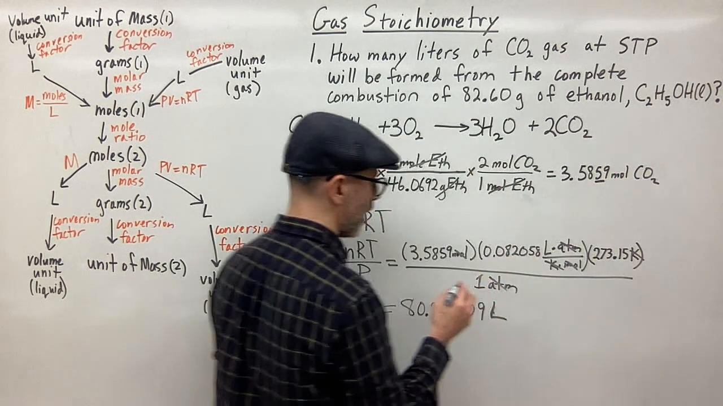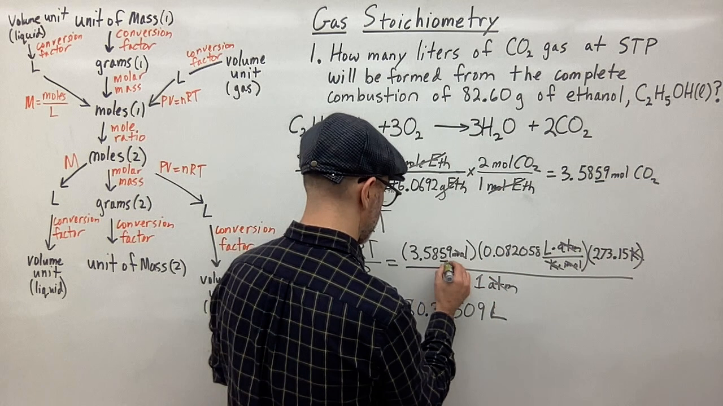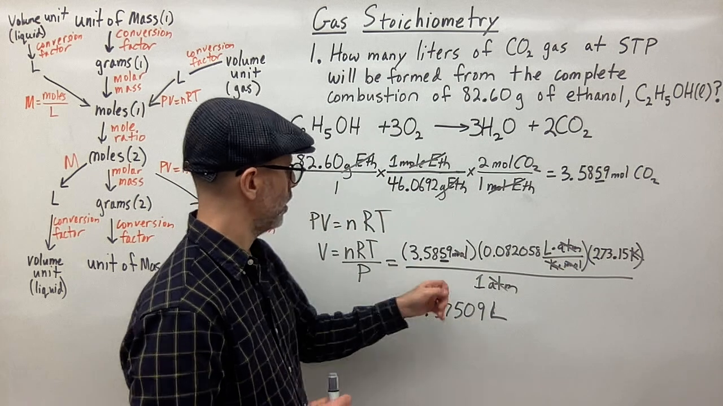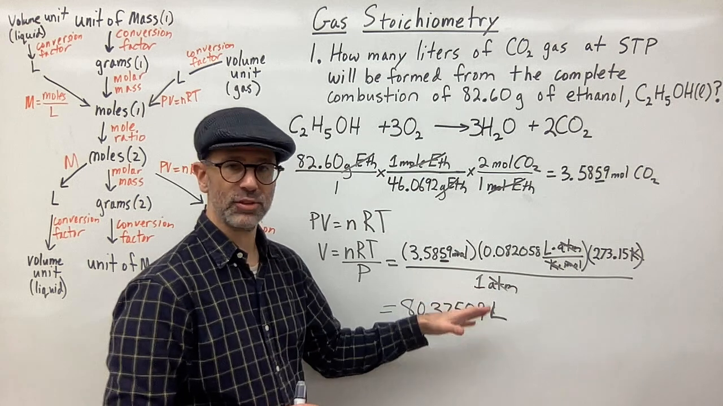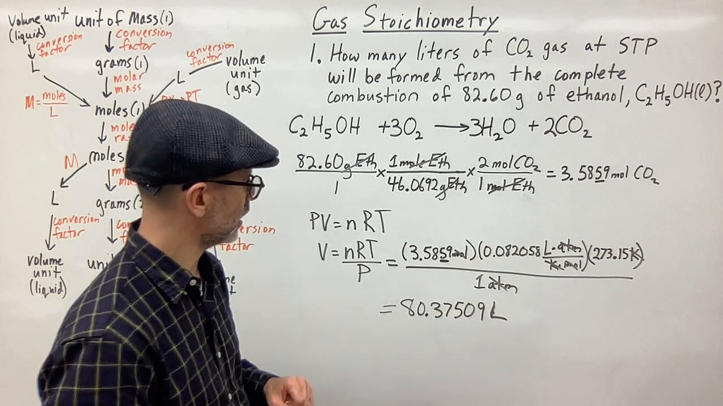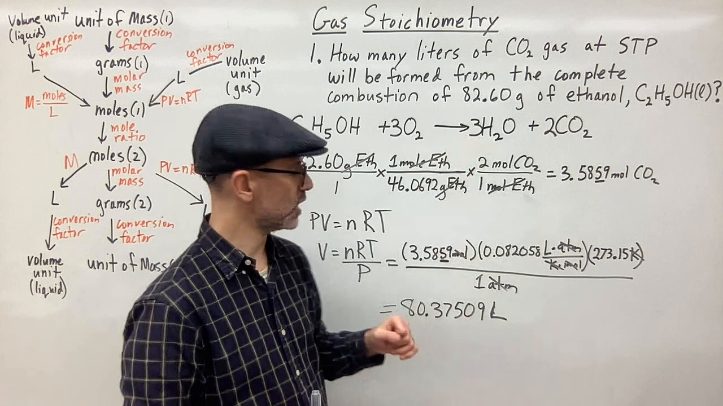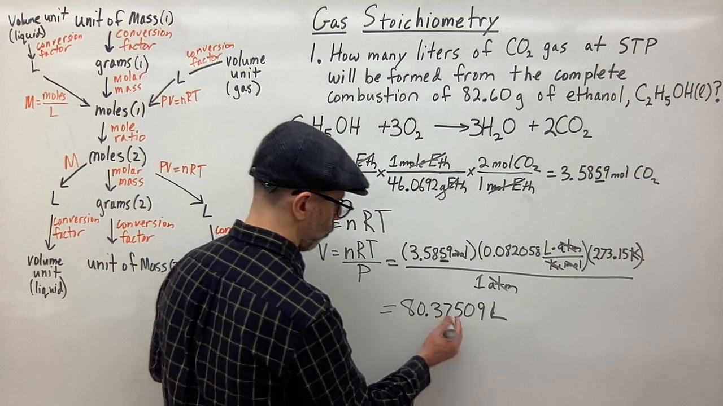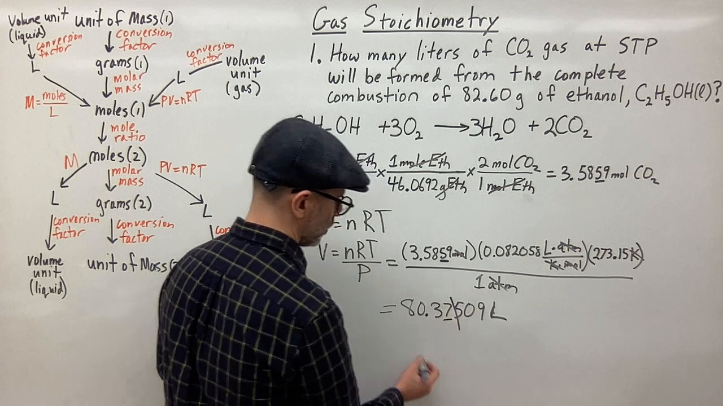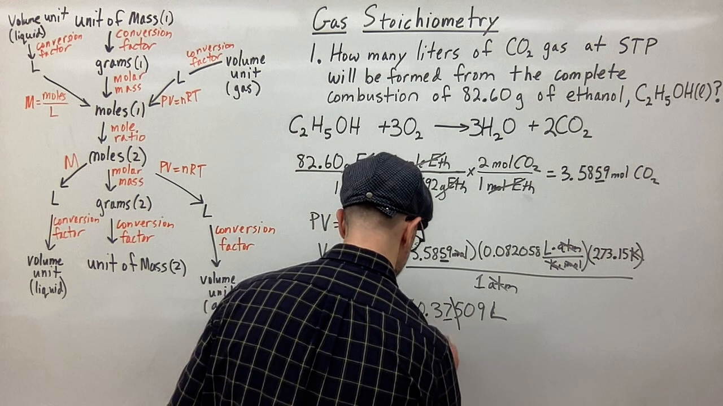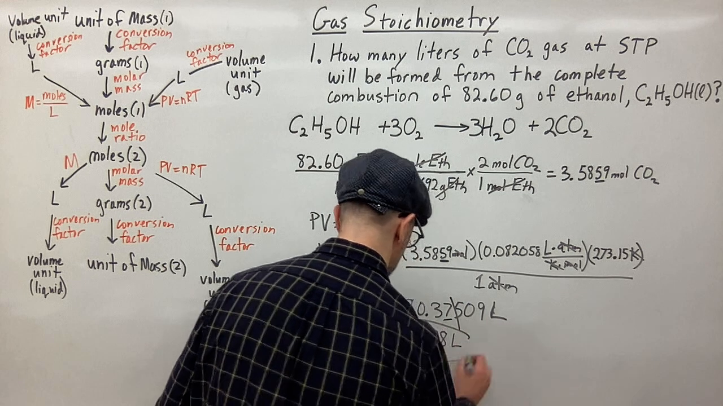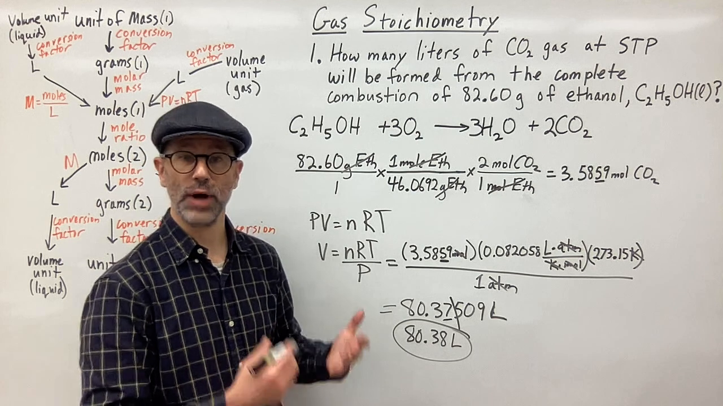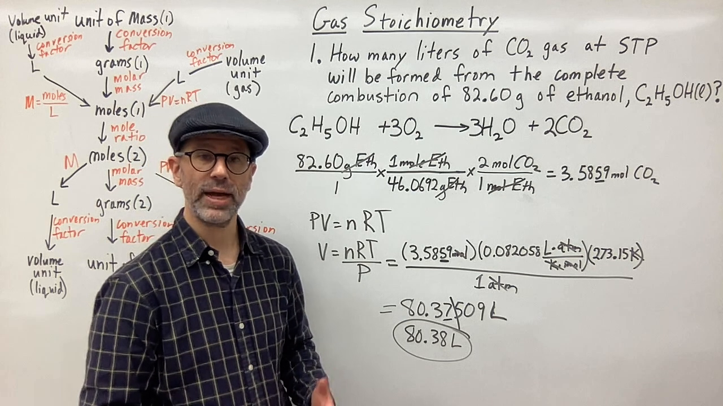So I'm going to put a line under the 5. So I have 4, I have 5, 5. So the least number is 4. The 1 here, that's going to be exact. We're not going to use that as a sig fig since we got that from STP. So then our answer here should be 4 sig figs. 1, 2, 3, 4. So we're going to cut it off there. And so this would be 80.38 liters of carbon dioxide produced from the 82.60 grams of ethanol that was combusted. Okay, that's the first way.